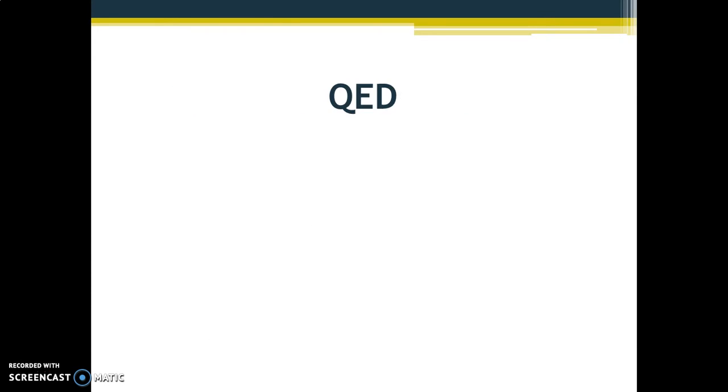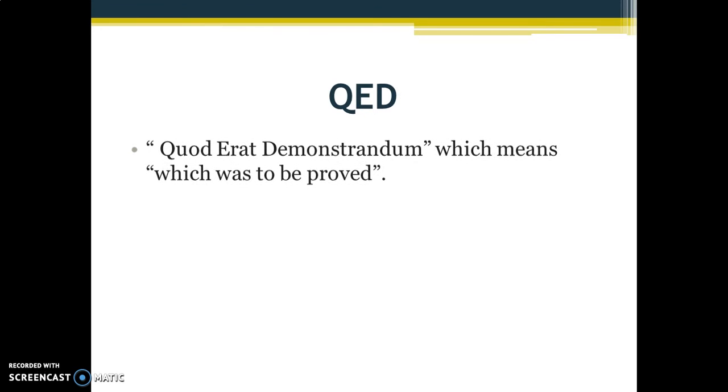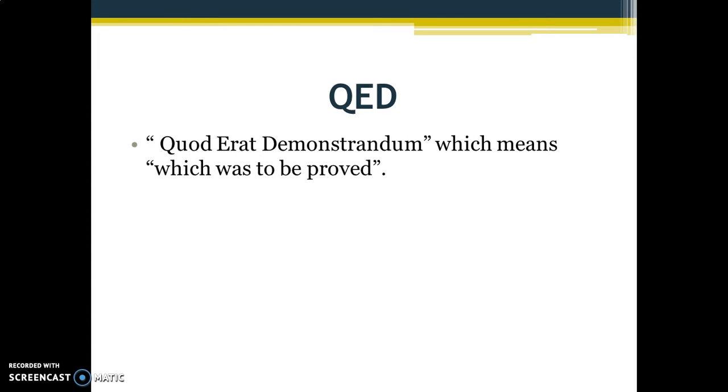Okay, now the last but not least is the QED. QED is an abbreviation of Quod Erat Demonstrandum, which basically means which was to be proved. So you will be writing QED at the end of every theorem, and this is very important. You are supposed to write this abbreviation QED at the end of every theorem. You'll come to know when we do the first theorem.